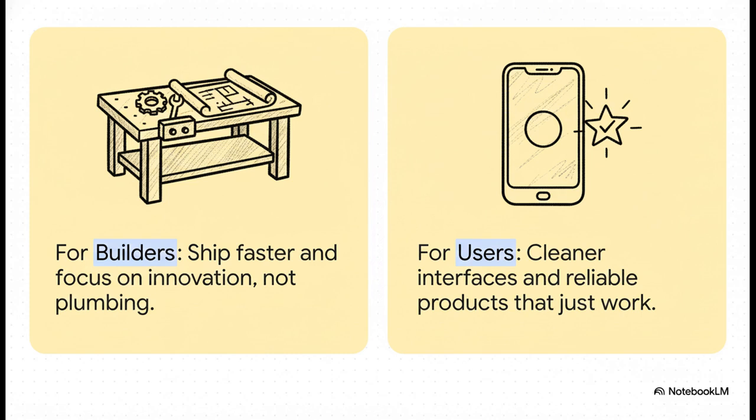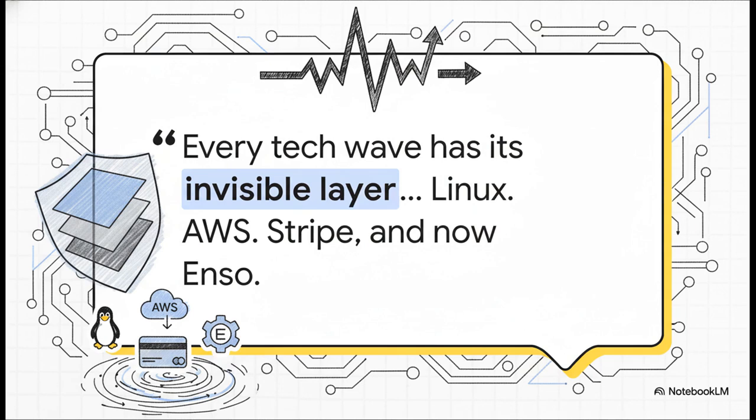And for us, the users, well, all that innovation translates directly into better products. It means cleaner apps, more reliable performance, and finally an end to those clunky multi-step transactions we've all just kind of accepted. With this kind of engine, things can just work. And that really brings us full circle back to the beginning with this quote from the team. Every tech wave has its invisible layer: Linux, AWS, Stripe, and now Enso.